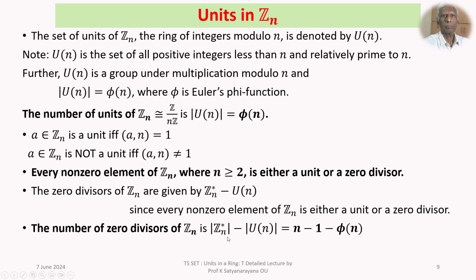That is the order of Zn star minus the order of U(n). The order of Zn star is the number of non-zero elements, n minus 1, minus the order of U(n), the number of units in Zn, which is phi of n, where phi is the Euler's phi function. Thus we have a formula for that, right? So an examiner can exploit this fact.